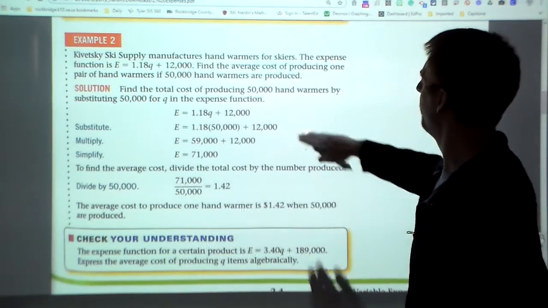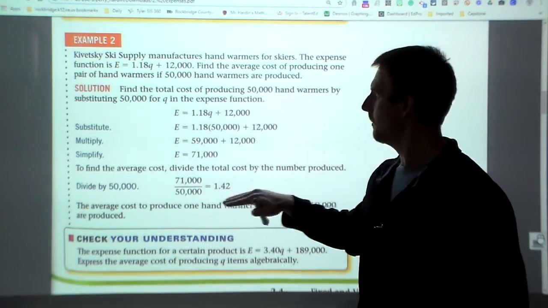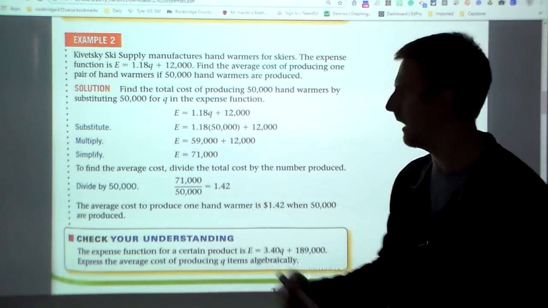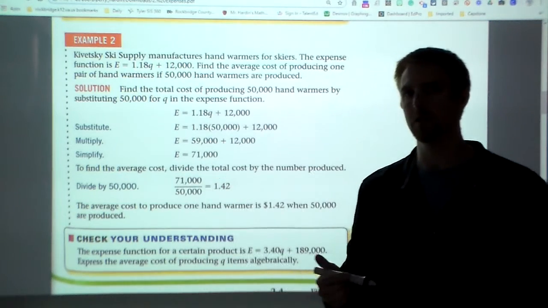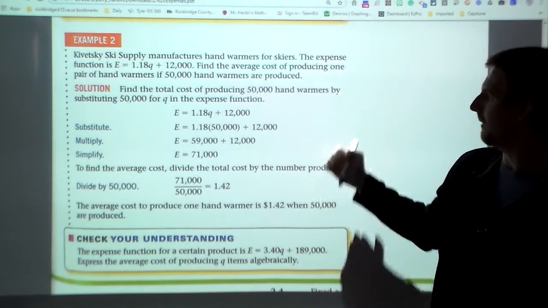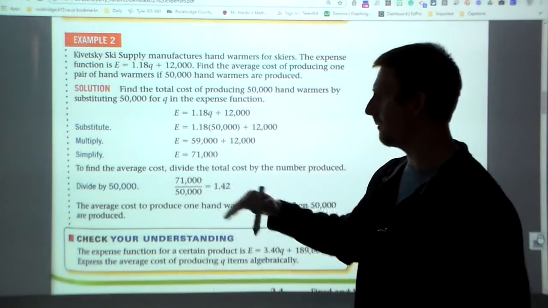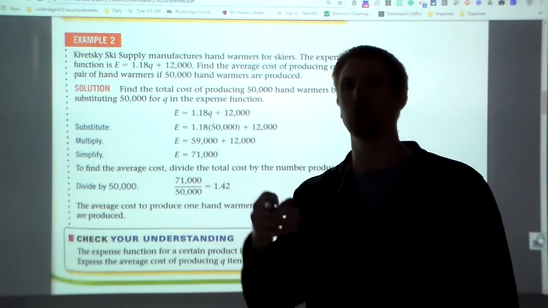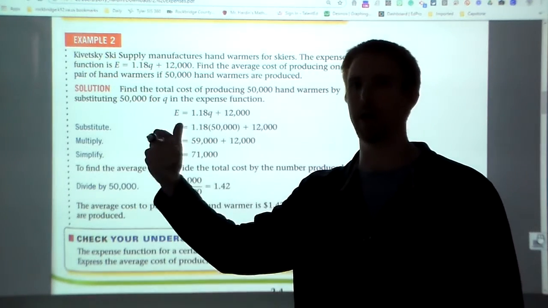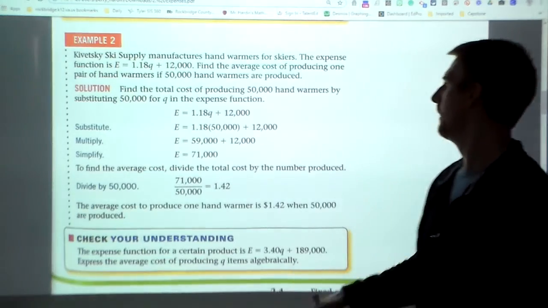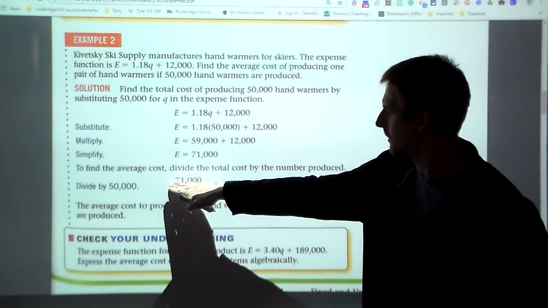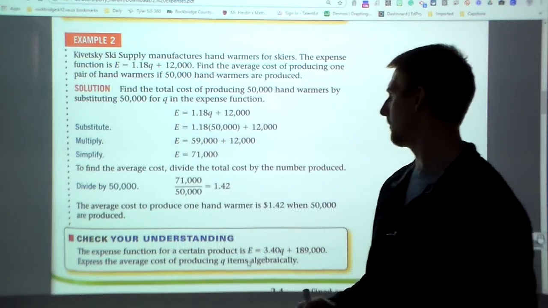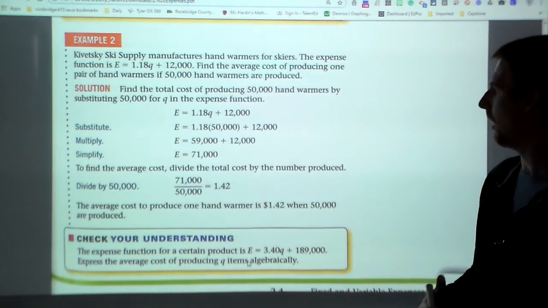So if I'm going to make 50,000 hand warmers, because of how much each one costs to make, and my fixed cost, all that together, $71,000. Now they're asking to do the average on this. Average is always the total divided by how many you produced. If you think about your grades, it's the total, you add up all your grades, divided by how many grades you had. So total cost divided by how many items I made here, and that gives me $1.42 for my average cost.